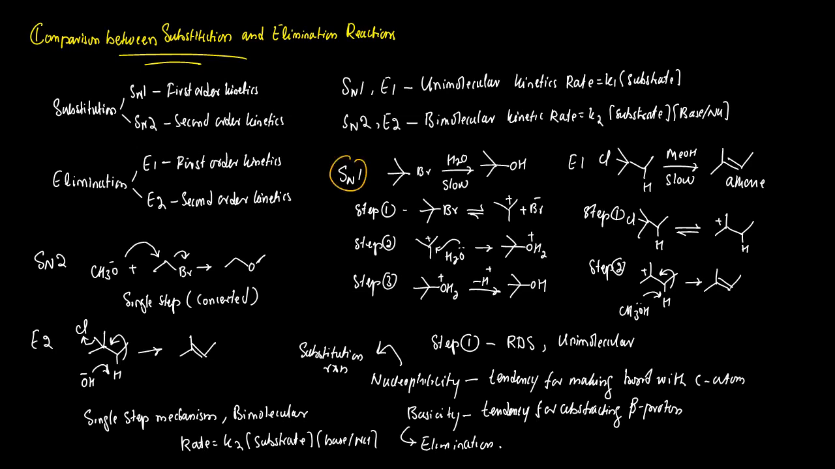As far as SN1 is concerned, it is a unimolecular substitution reaction that proceeds through 3 different steps: 1, 2 and 3. Similarly, the E1 mechanism also proceeds through 2 steps. Here we observe the formation of carbocation both in SN1 and E1. The first step is slow, which is the rate determining step. As far as SN2 and E2 are concerned, they are single step mechanisms. We call them concerted. This is also concerted. So both mechanisms proceed through a single step. They are bimolecular in character, and their kinetics depend upon the concentration of both base and substrate.